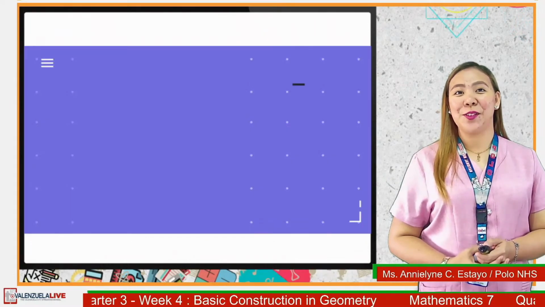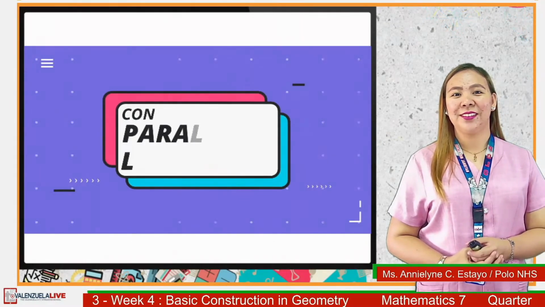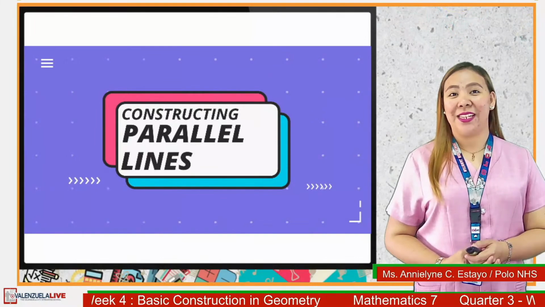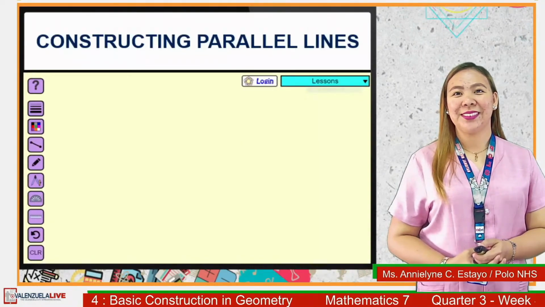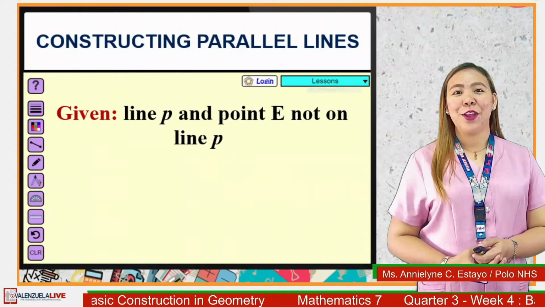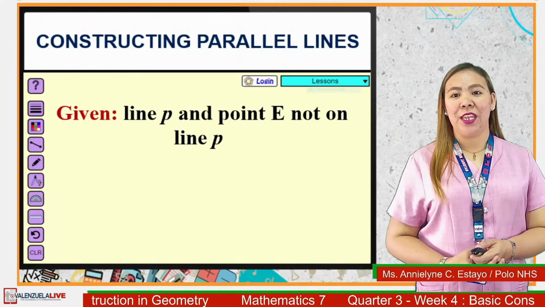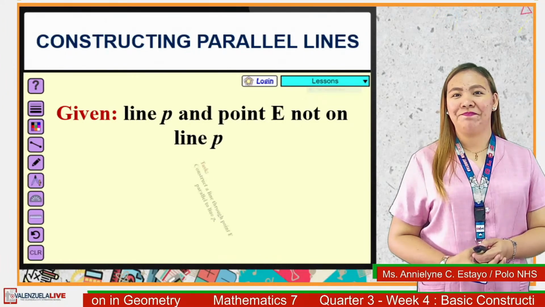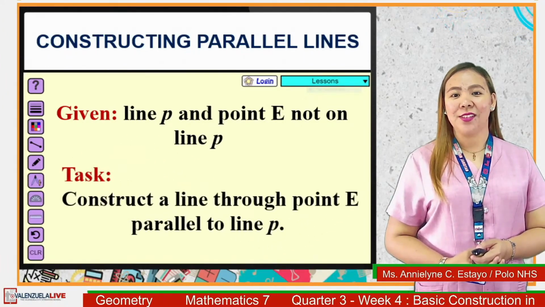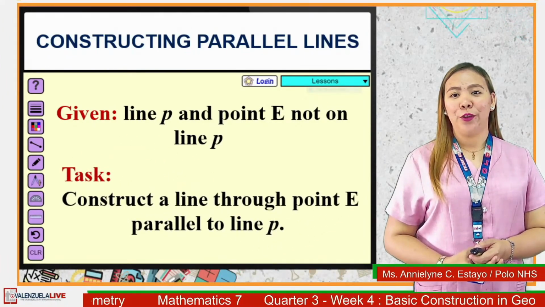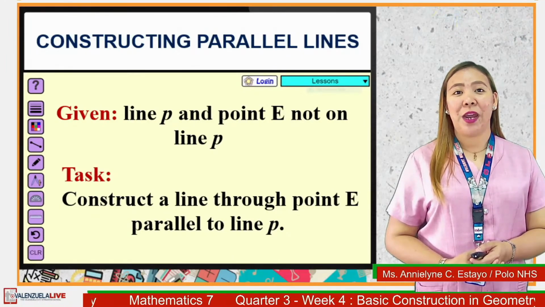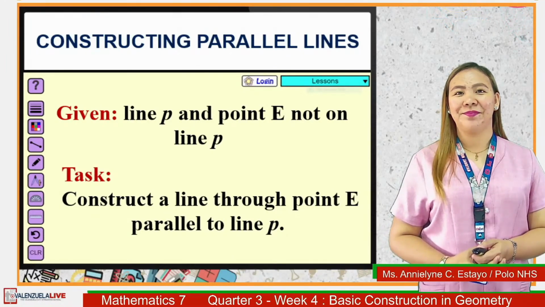Number 7 and the last construction is constructing parallel lines. The given figures are line P and point E not on line P. The task is to construct a line through point E that is parallel to line P.